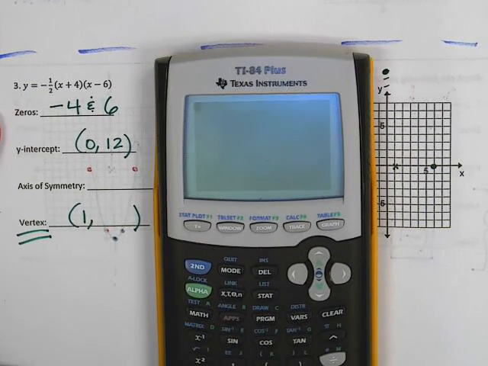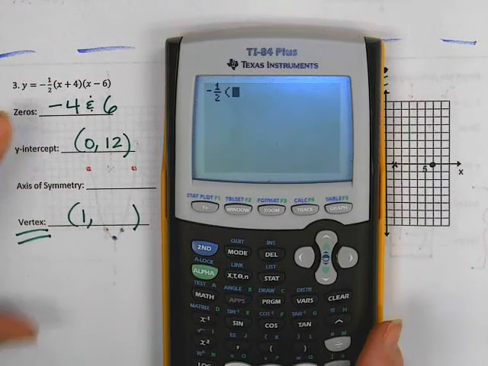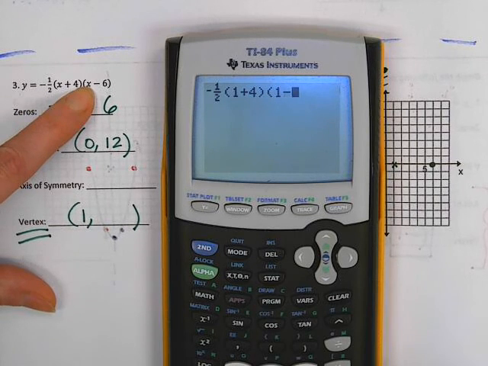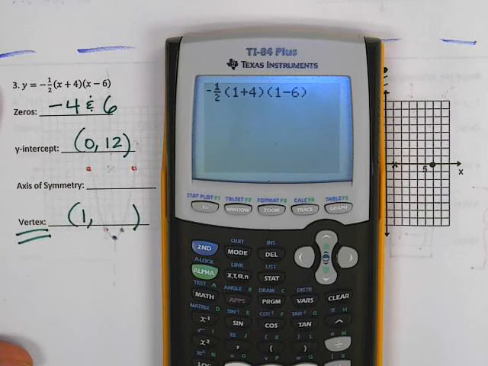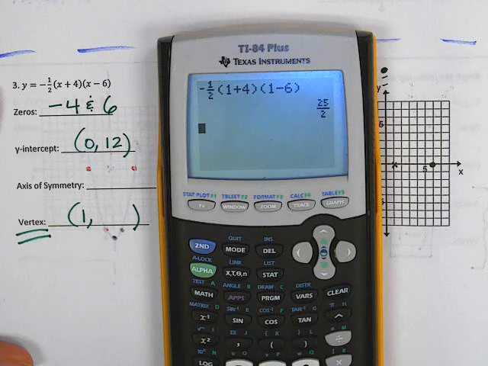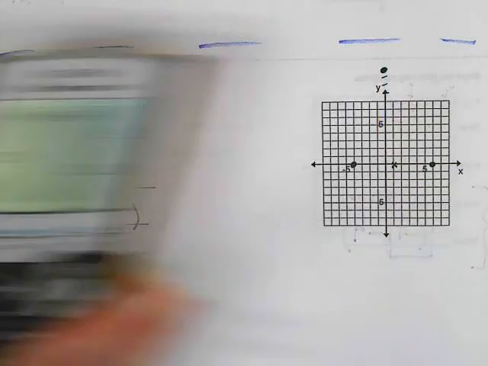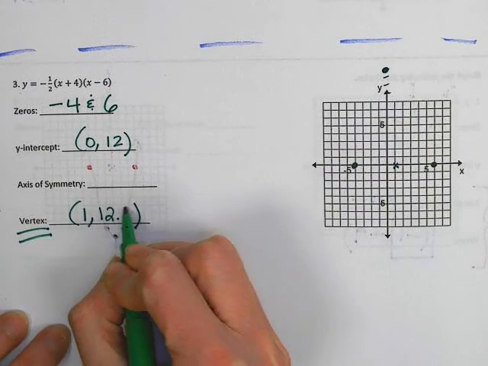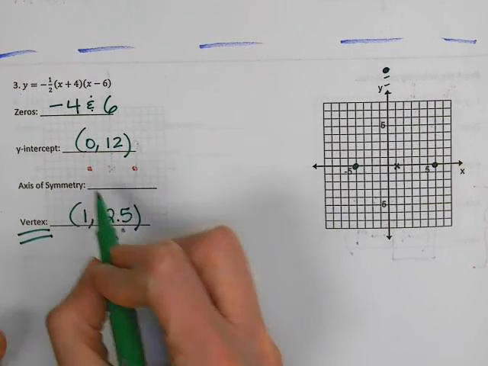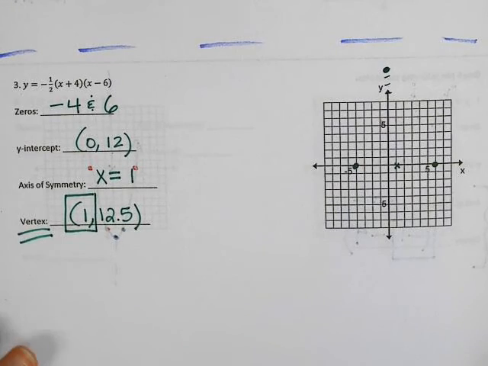So we need to take that 1 and plug it in for the x's. So let's do it. So we got negative 1/2. All right, we got to plug in 1. So 1 plus 4 times 1 minus 6. All right, so when you plug in 1, you get, yuck, 25 over 2. What is that? 25 divided by 2 is 12.5. So the vertex is at 1 comma 12.5. That's okay. And the line of symmetry is always x equals the x value of the vertex, so x equals 1.